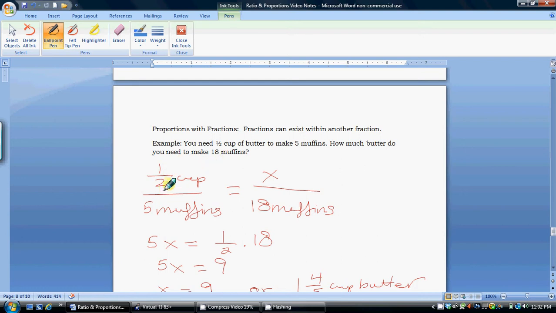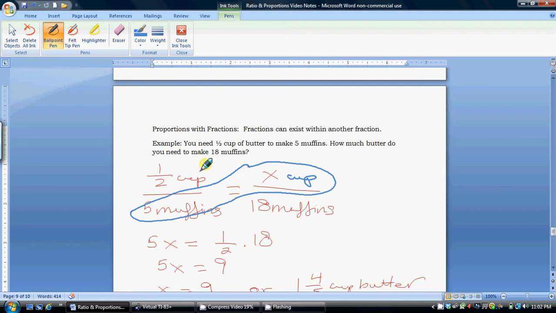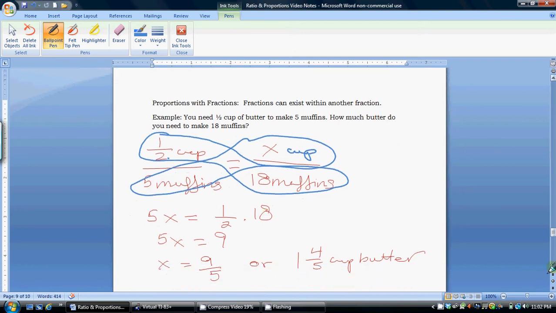So again, you want to set up your proportions with your units the same on the top and on the bottom. So it's 1/2 cup over 5 muffins equals X cups over 18 muffins. So again, you're going to cross multiply, our famous cross multiplying. We don't want to get cross multiplying confused with cross canceling, which is what we can do in fractions to simplify things along the way. But 5x equals 1/2 times 18. 5x equals 9. And look at that, we get stuck with a fraction. Well, x equals 9/5.